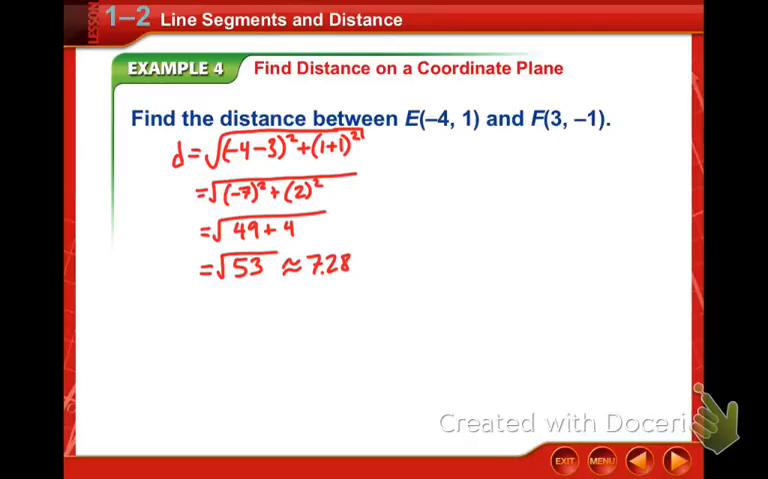And since we're just looking at the coordinate plane, we don't have a unit here either, so that's our distance. You can leave it as the square root of 53. Depends on the question. If it's multiple choice, and the answers are all decimals, then obviously you want to find the decimal.